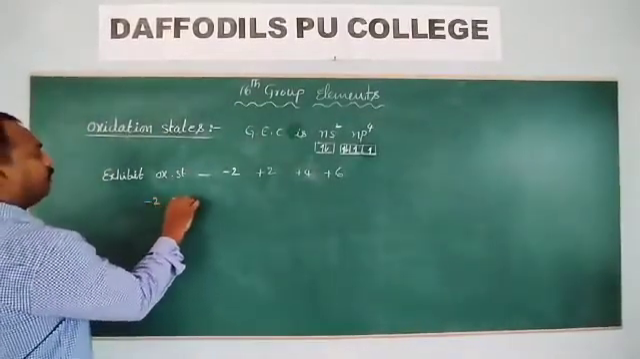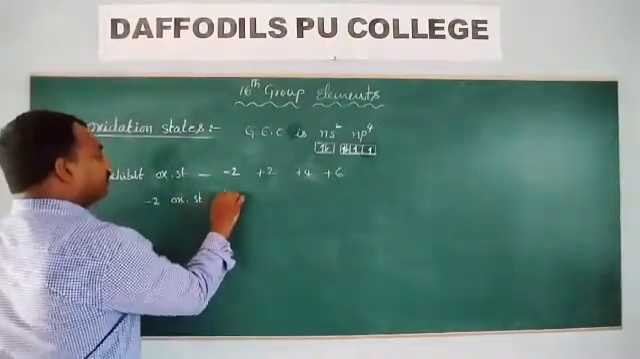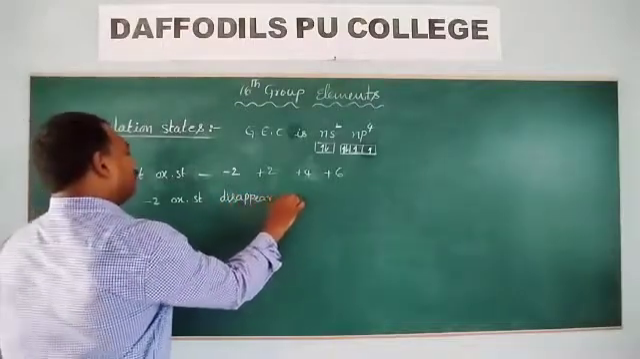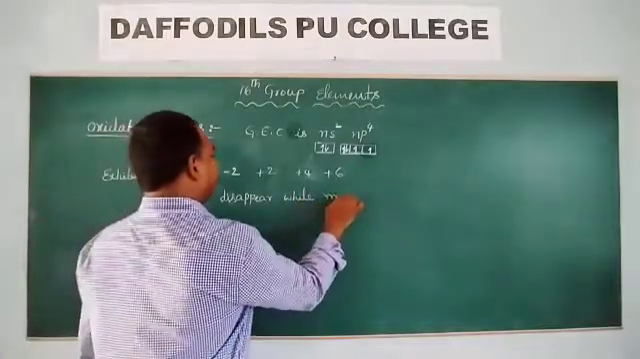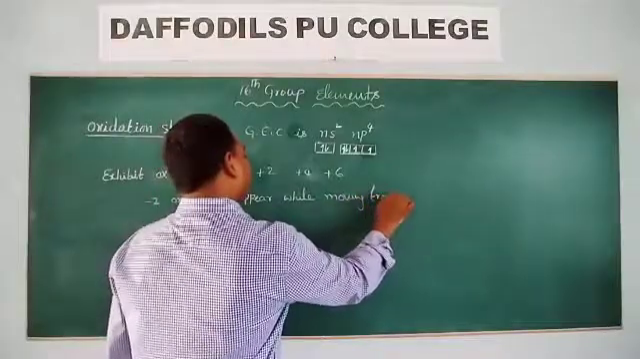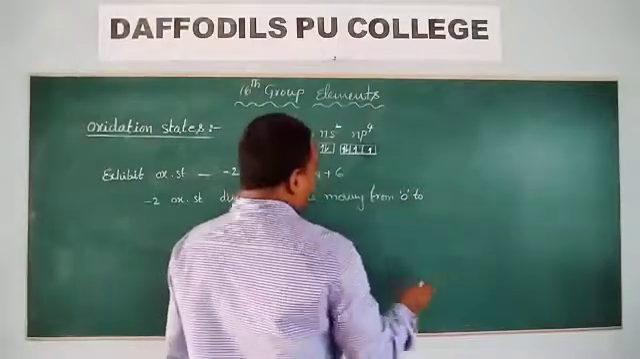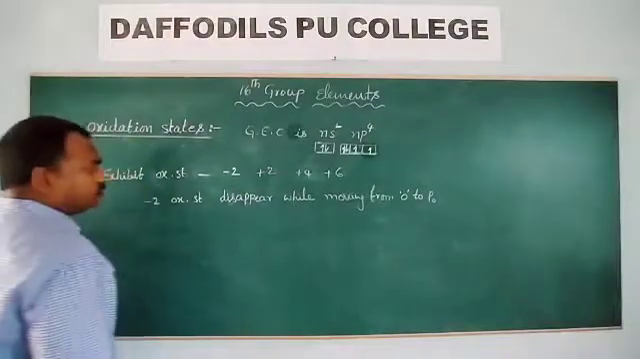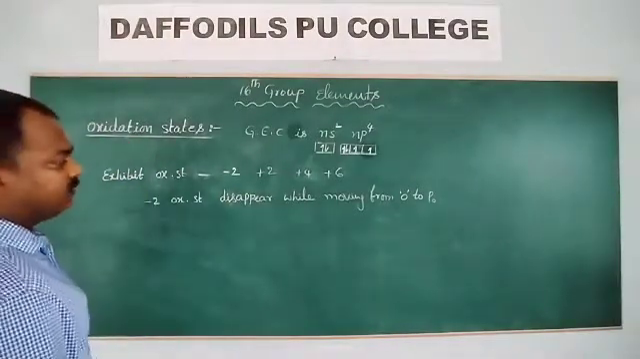The -2 oxidation state disappears while moving from oxygen to polonium.